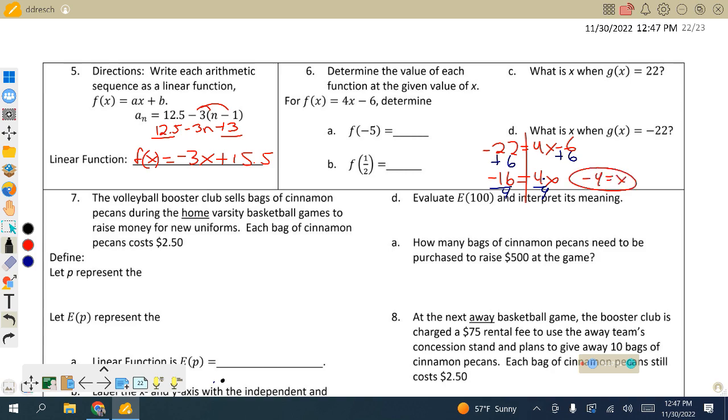You do letter C the exact same way. You will not get the same answer, but you get a nice answer. Okay? All right. And then there it is again.